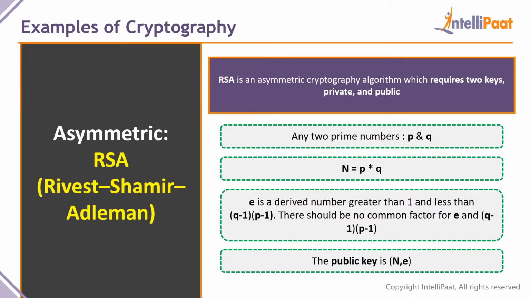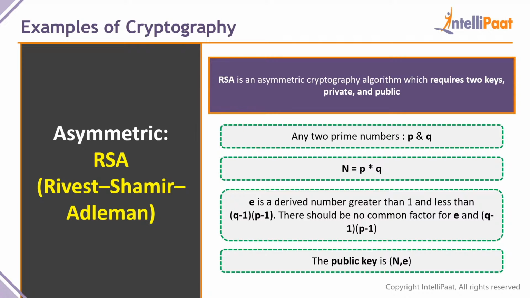You take any two prime numbers, which are P and Q. N is a variable that is the multiplication of P and Q. So you have a variable N, and E is a derived number greater than 1 and less than Q minus 1 and P minus 1, and there should be no common factor between E and Q minus 1, P minus 1. So basically co-prime in nature. So now you have two particular variables called N and E. The public key that will be available to everyone is the combination of N and E. This is your public key.